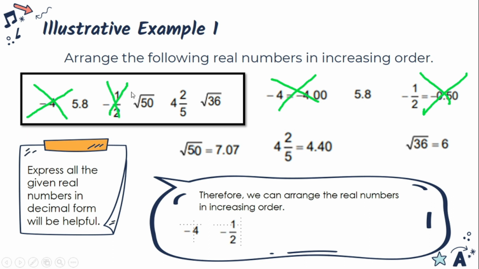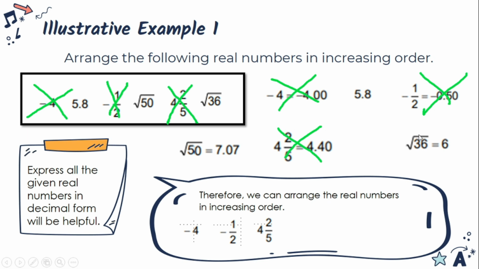Ayun. Next, we have 1, 2, 3, 4. Apat pa na given natin. We have 5.8, 6, 4.40, and 7.07. So, ano pa dyan yung pinakamaliit na sunod? So, we have 4 and 2 over 5. Correct?